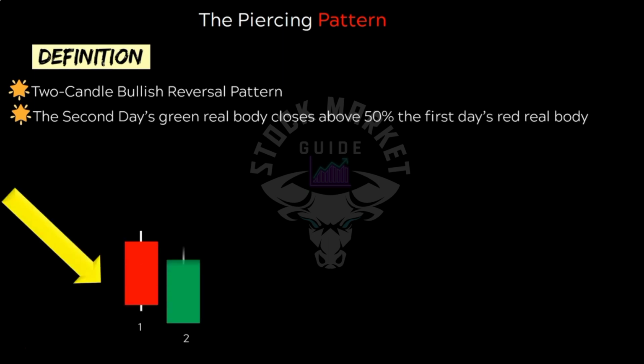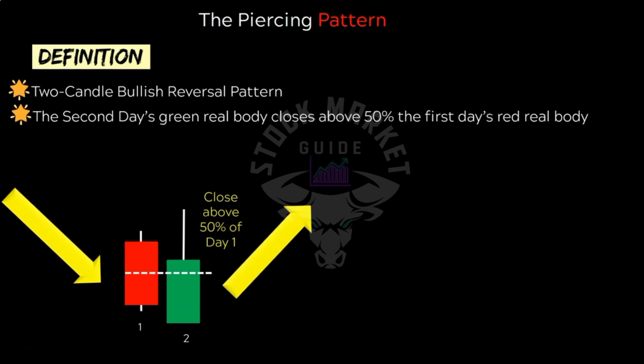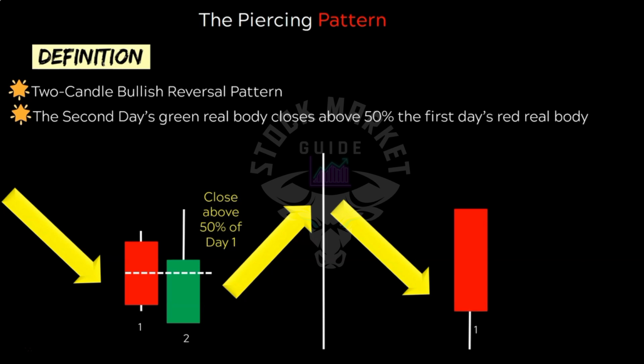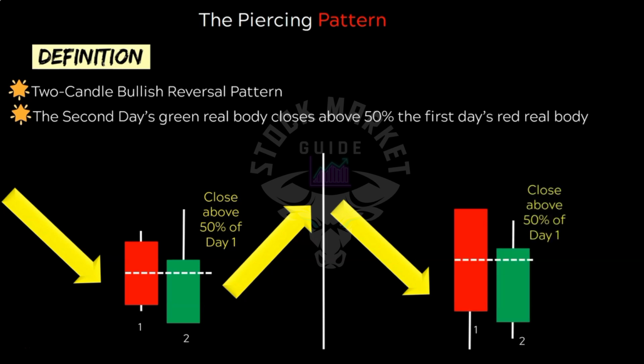This pattern can be identified by the feature that here the second day's green real body pierces back into or above the midpoint of the first day's real red body. Or simply you can say that the second day's green body must have a gap down opening but closes at 50% or above the first day's red body, that is here. A typical piercing pattern can look like any of these.